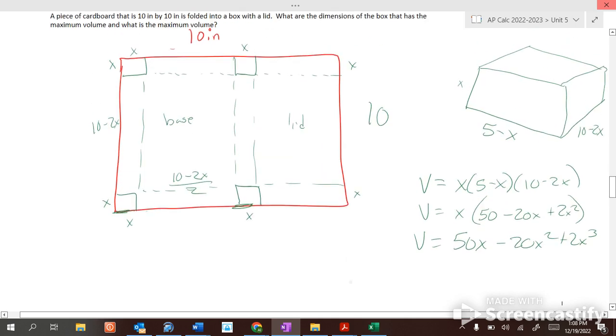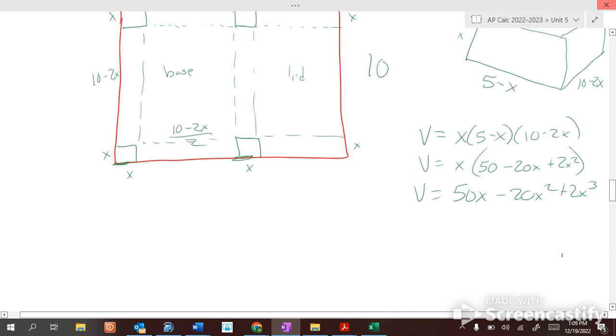We want to find where the volume is a maximum, so we take the first derivative of the volume. First derivative of the volume would be 50 minus 40x plus 6x squared. Thank you, Miles. Set the first derivative equals 0, and that's where the maximum should happen. Okay? I don't know if that factors. You can take out a 2.